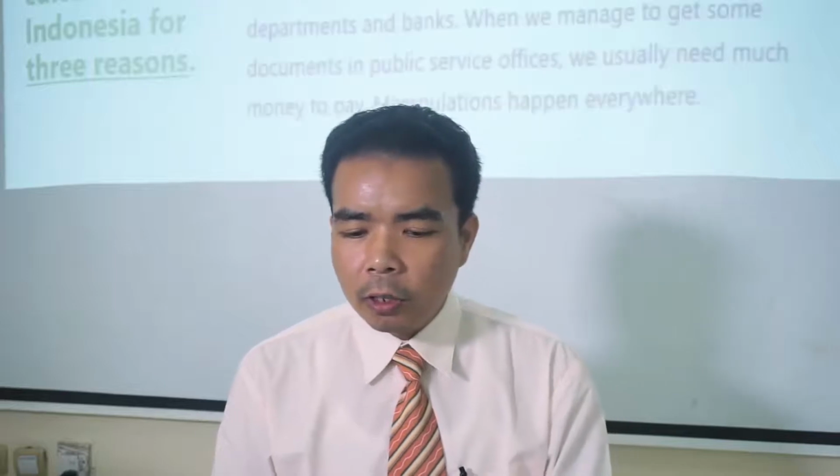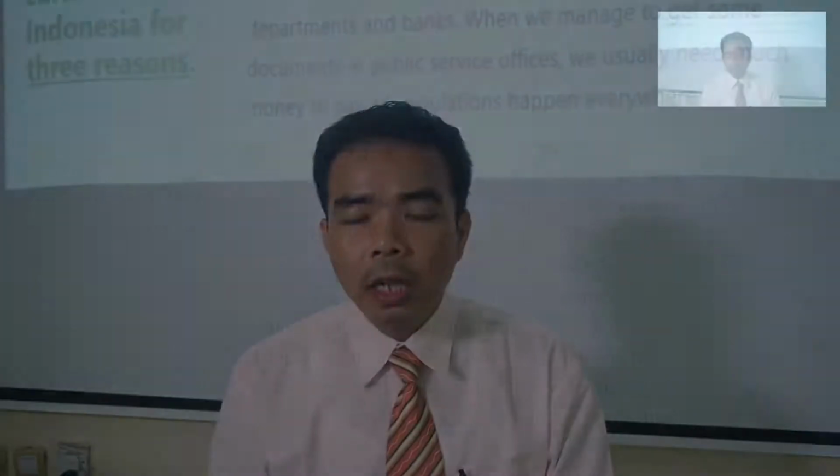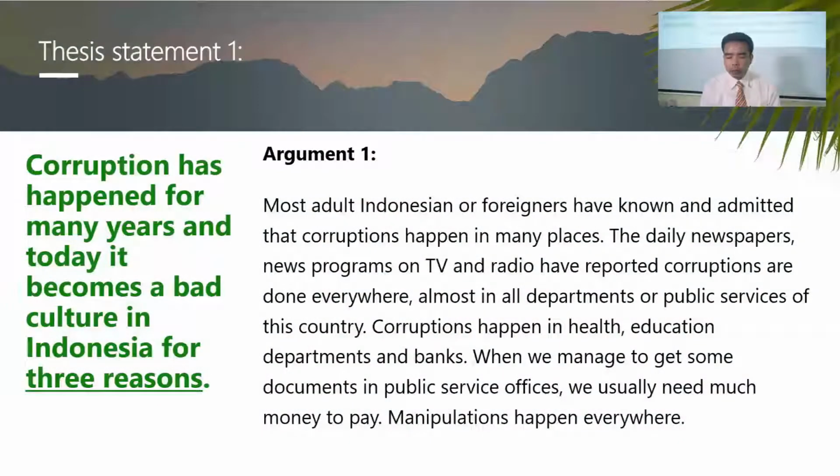The first argument is: most adult Indonesians or foreigners have known and admitted that corruption happens in many places. This first sentence is called the topic sentence. And this topic sentence should be supported by 2 to 3 supporting details. For example, in the first topic sentence, you may say, most adult Indonesians or foreigners have known and admitted that corruption happens in many places.